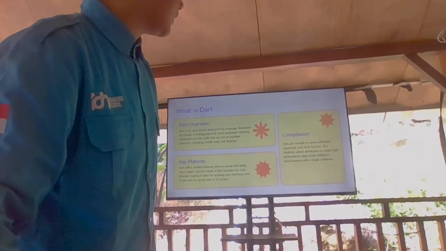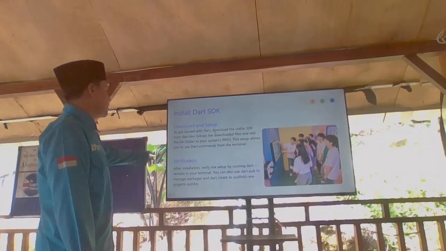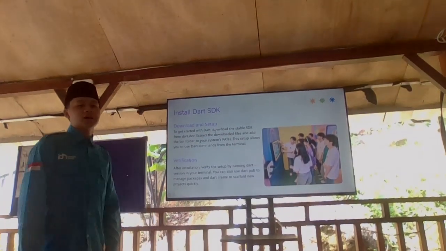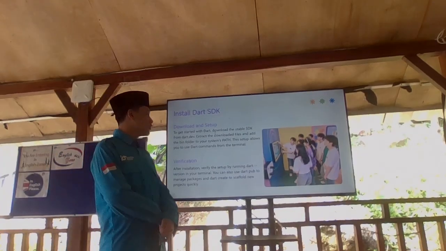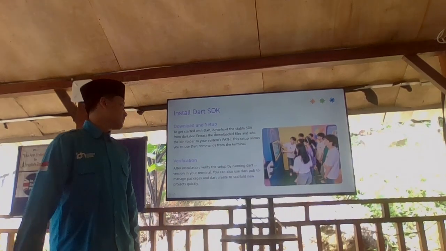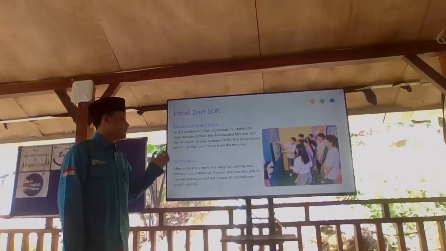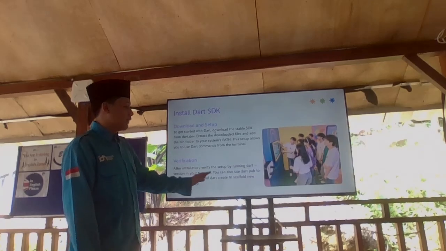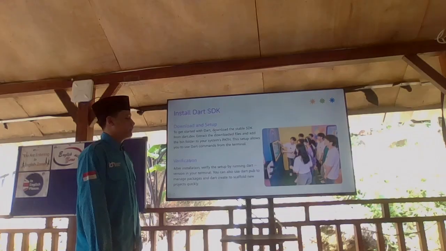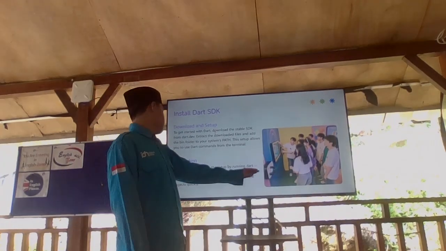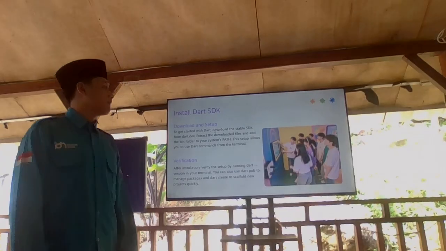For the next part, install the Dart SDK. What you want to do is download the stable SDK from dart.dev, extract the downloaded files, and add bin to your system path. This setup allows you to use Dart commands from the terminal. Verification: after installation, verify the setup by running dart --version in your terminal. You can also use dart pub to manage packages and dart create to scaffold new projects quickly.